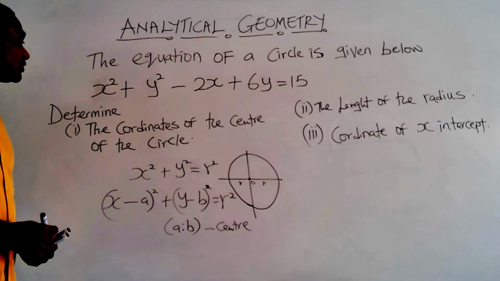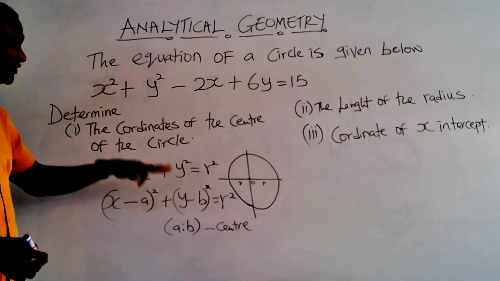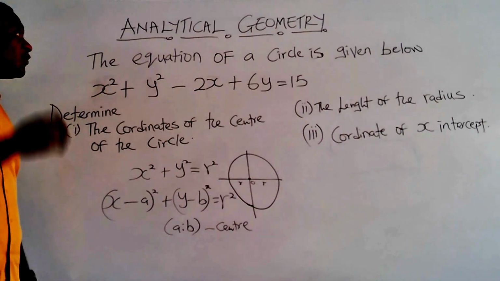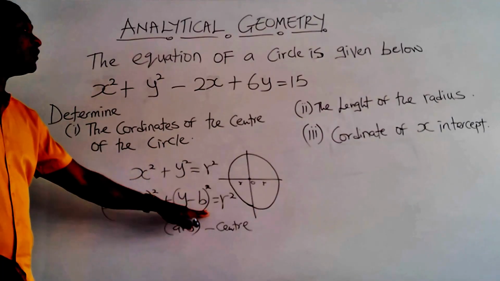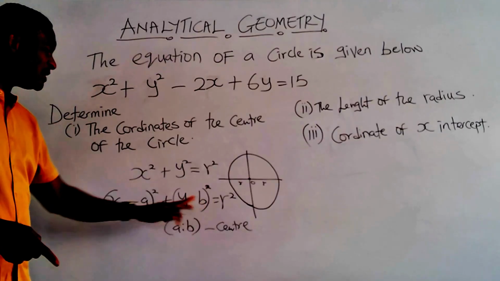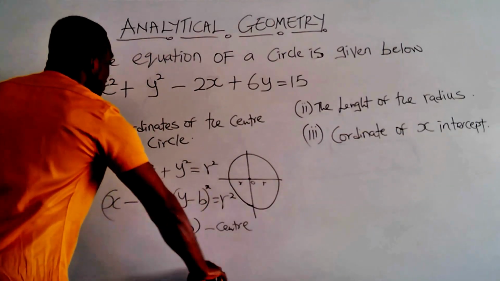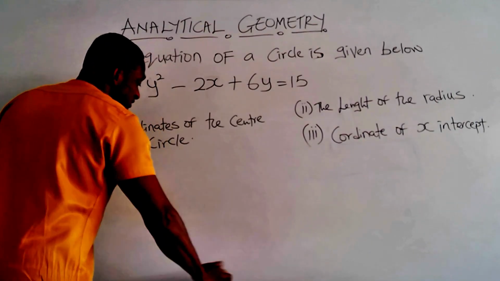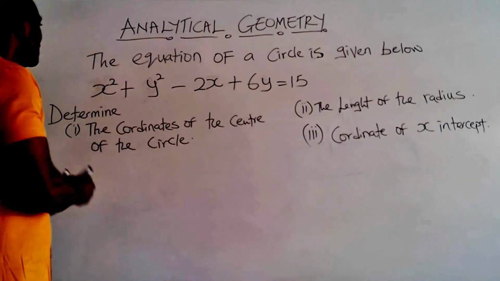But here, from what they are giving us, we have to verify that this equation, when simplified, will give us this. So what we use here is what we call completing the square. It must be in the square form for x and also for y, and then we can pick out what our b and a are, and that forms the center of the circle. So let's simplify this equation, and whatever we have on the right hand side will now be our radius. Now, let's go.